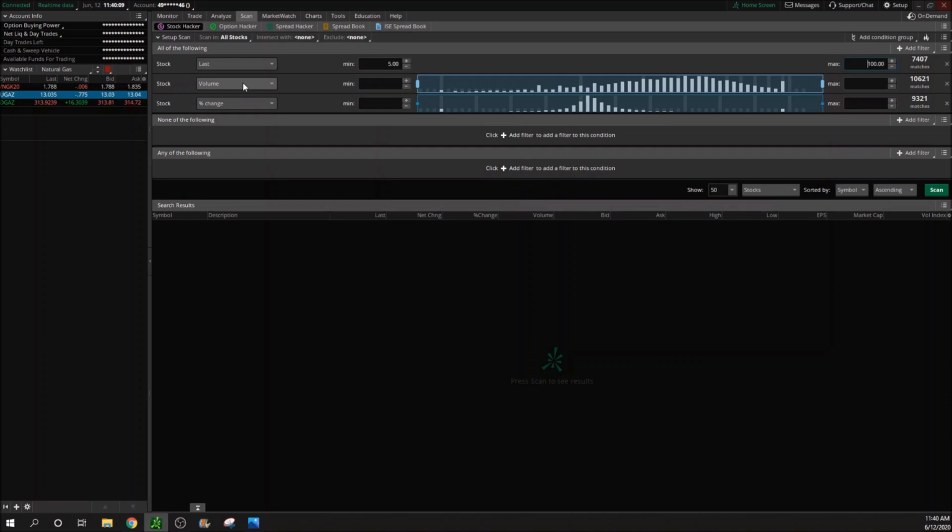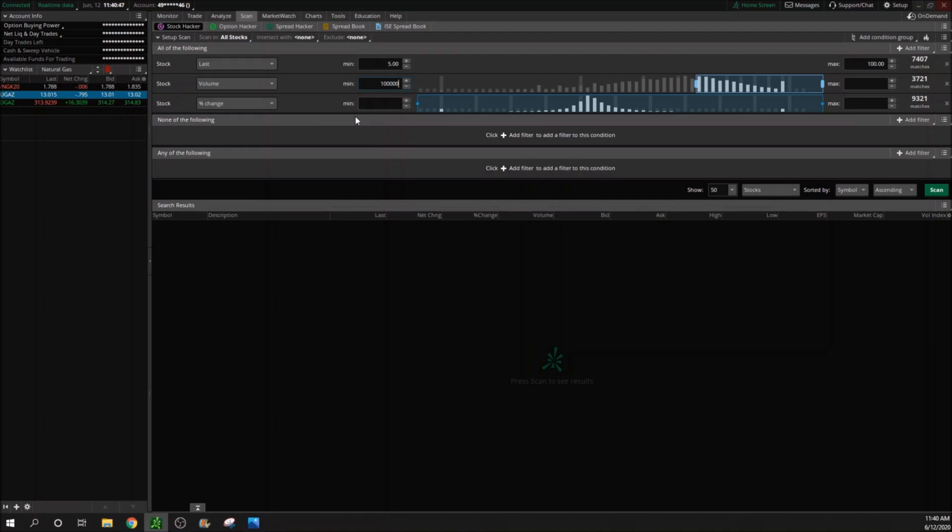Okay, and then the second one is volume, and let's start with a volume of at least 100,000. So this is your volume. It's basically giving you an idea of how many people are trading a stock, right? Typically stocks that have a higher volume move around more, so they give you more opportunity to make some money, and they're typically safer stocks. You usually see the lower cap and penny stocks with the small volume.